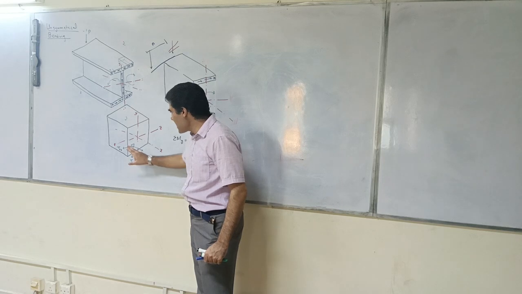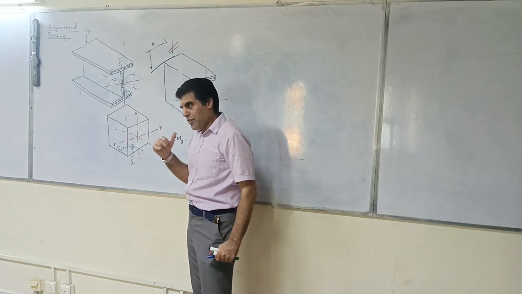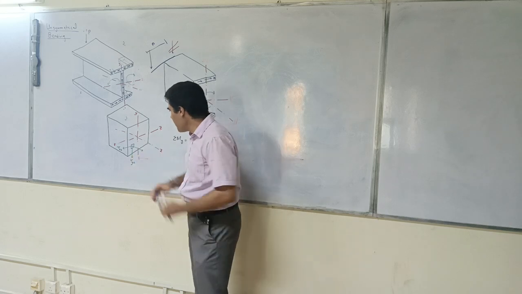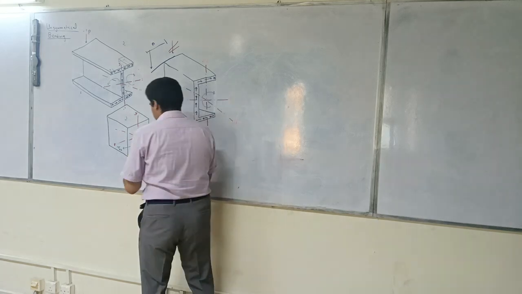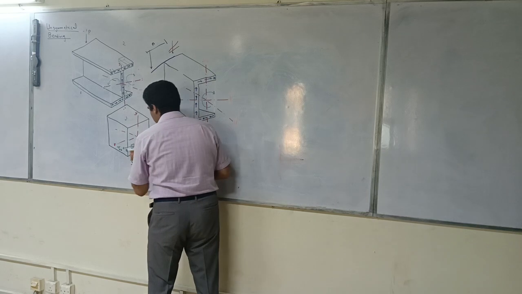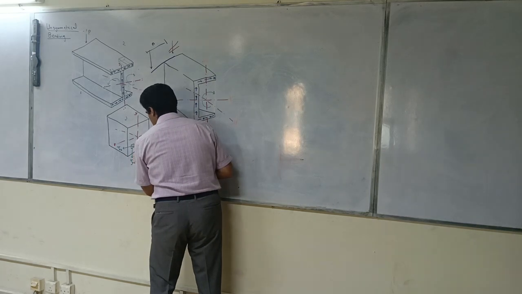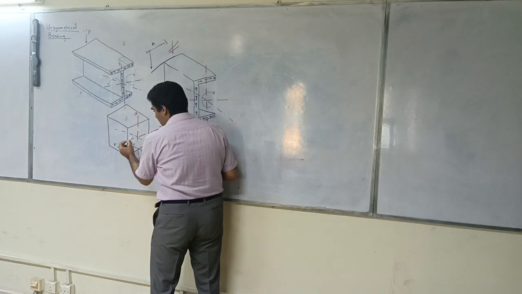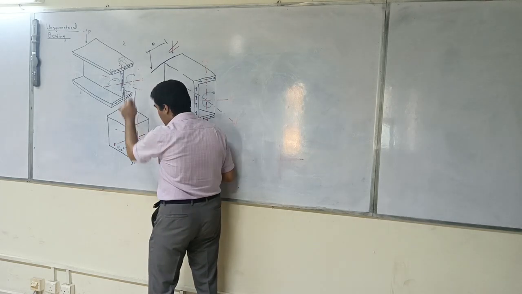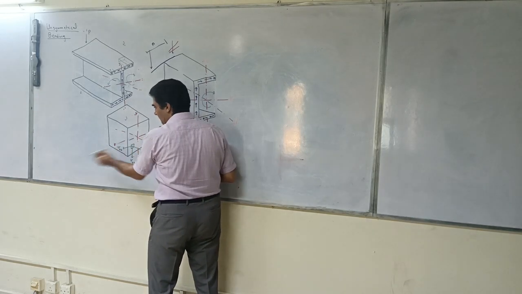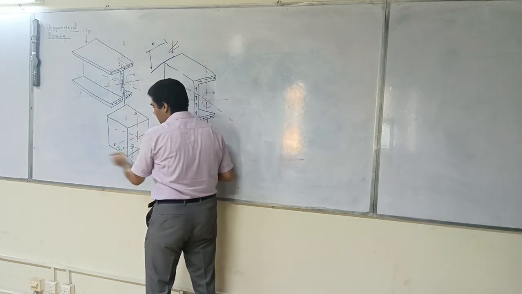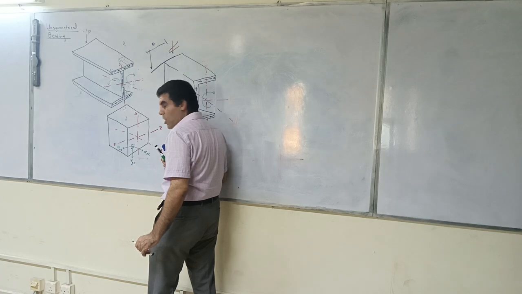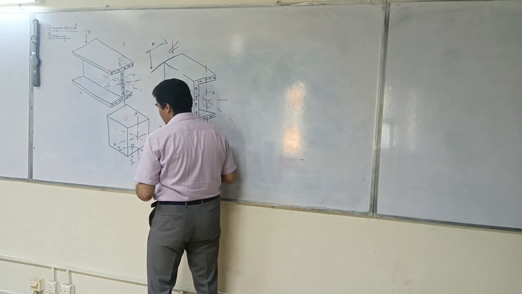Okay, so this has three stresses mainly. One is stress xx, which is in the x direction. One is tau yx, which is the shear in the y direction, and one is tau xz, which is the shear in the z direction. Okay, so these are the three stresses.